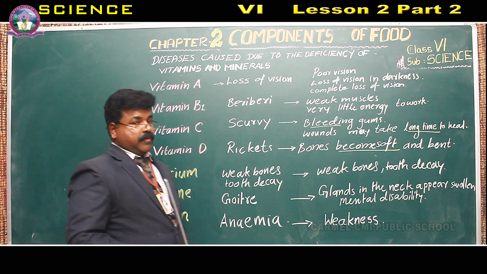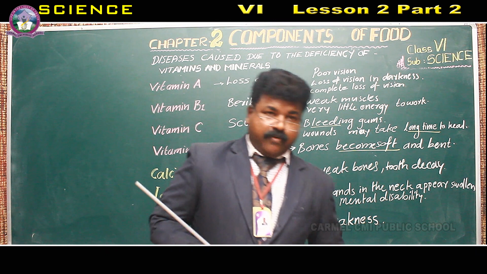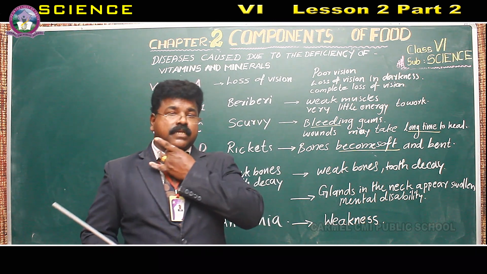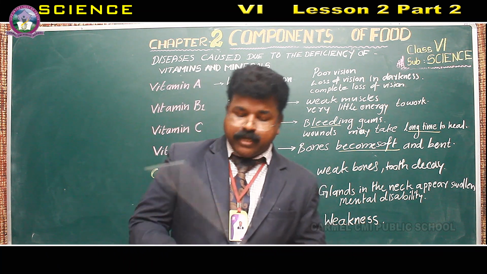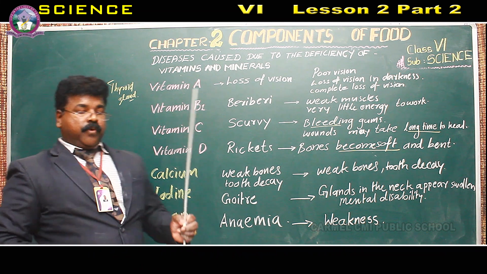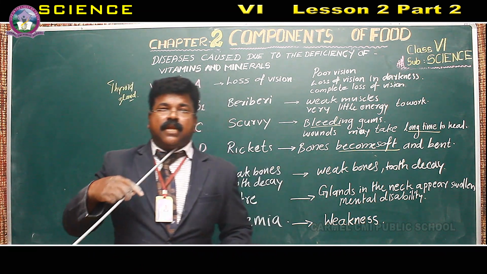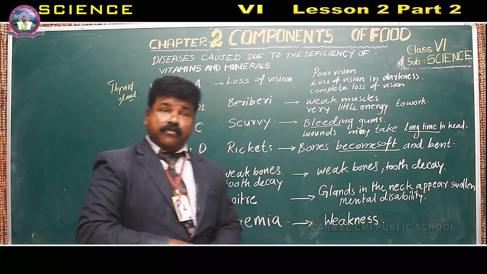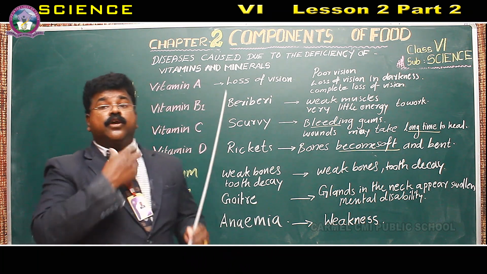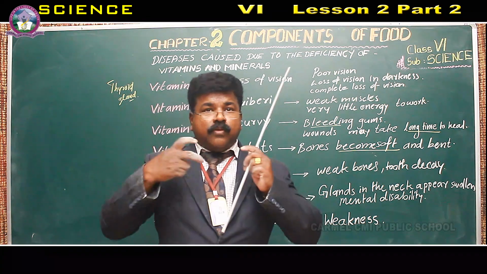The next one is iodine. Already we have discussed iodine. If iodine is deficient in our diet, that may cause the enlargement of a gland in our neck region. There is a gland called the thyroid gland. You will study about that in higher classes. If enough iodine is lacking in our diet, this thyroid gland will swell and it will be enlarged.